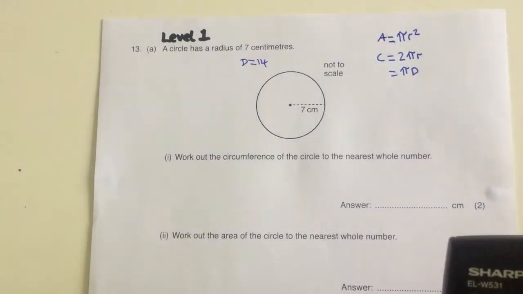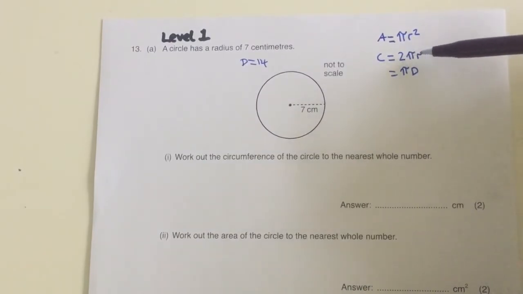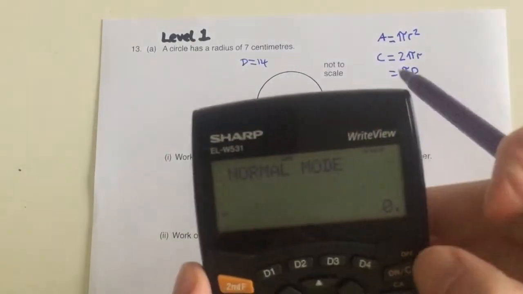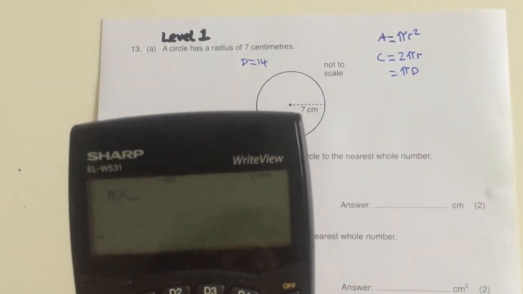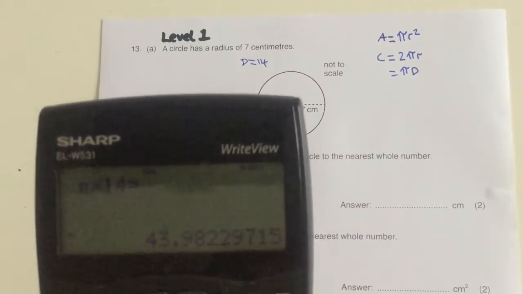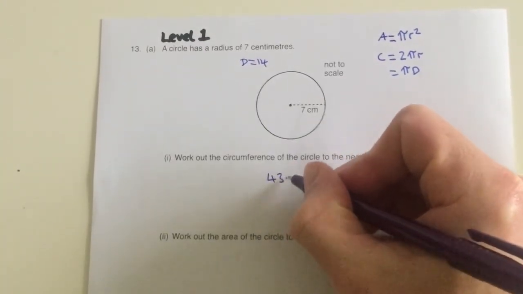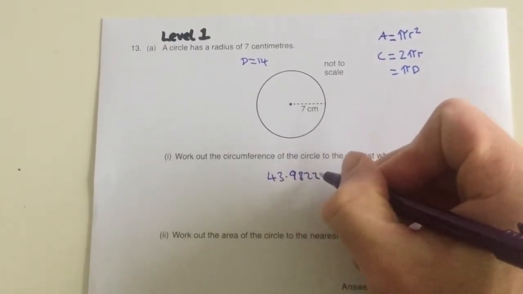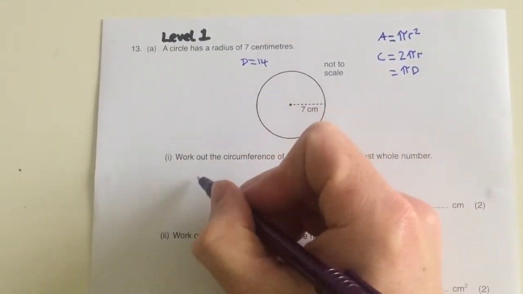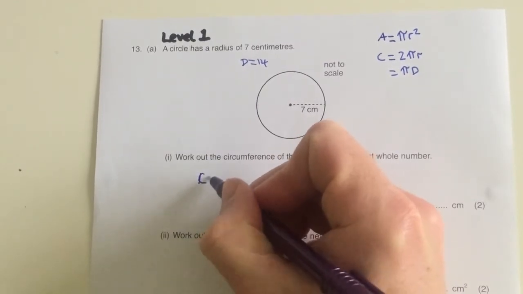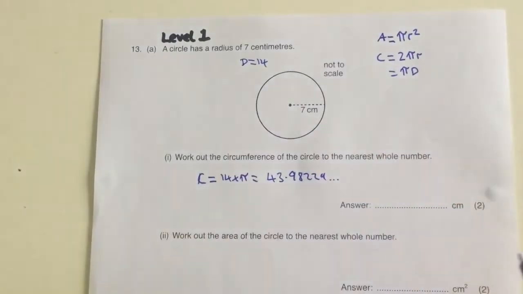So you've got a choice here. You either use your diameter of 14 and times it by pi, or you put in calculator 2 times pi and then times r, which is 7. Well, we've worked out diameter in our head, so we might as well do pi times 14, which equals 43.98229, etc. What I must do is write down the equation. So circumference equals 14 times pi. That'll get me 1 mark, potentially.